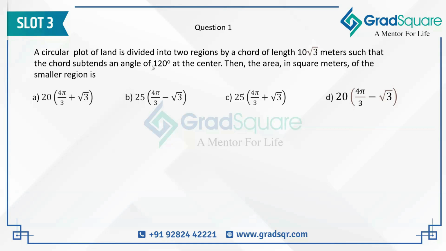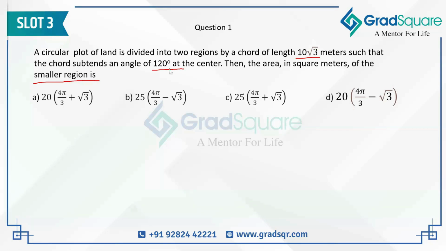A circular plot of land is divided into two regions by the chord of length 10 root 3 meters such that the chord subtends an angle of 120 degrees at the center of the circle. Then the area in square meters of the smaller region is how much? That's what the question is talking about.